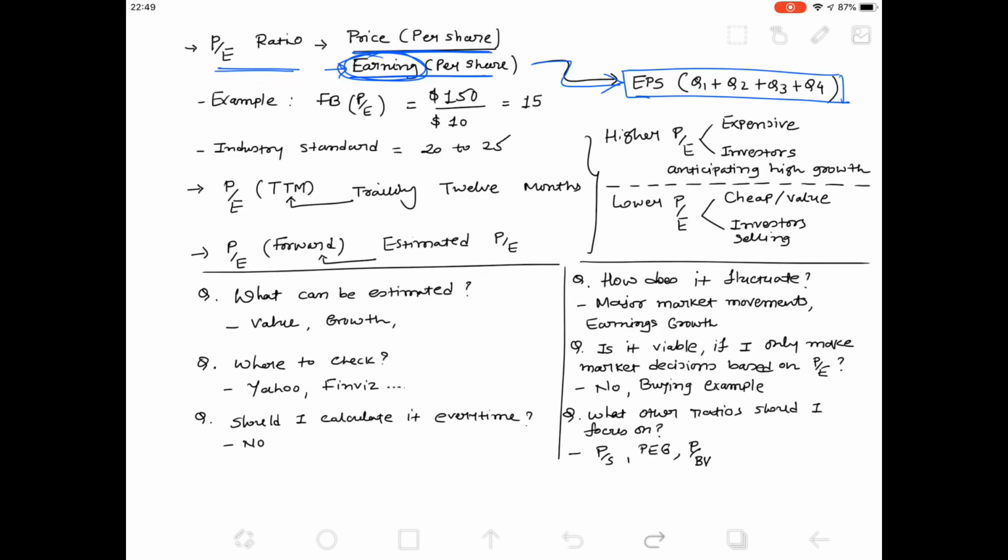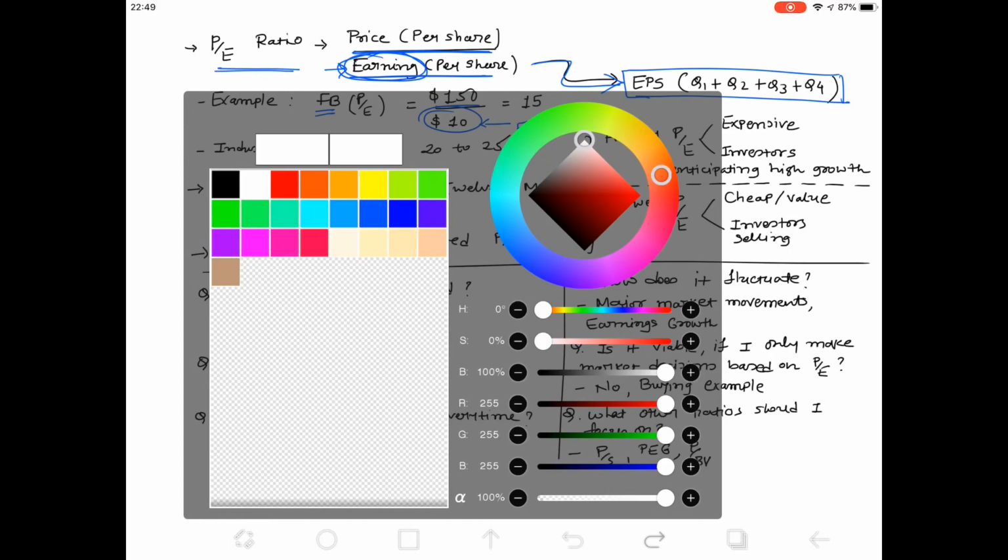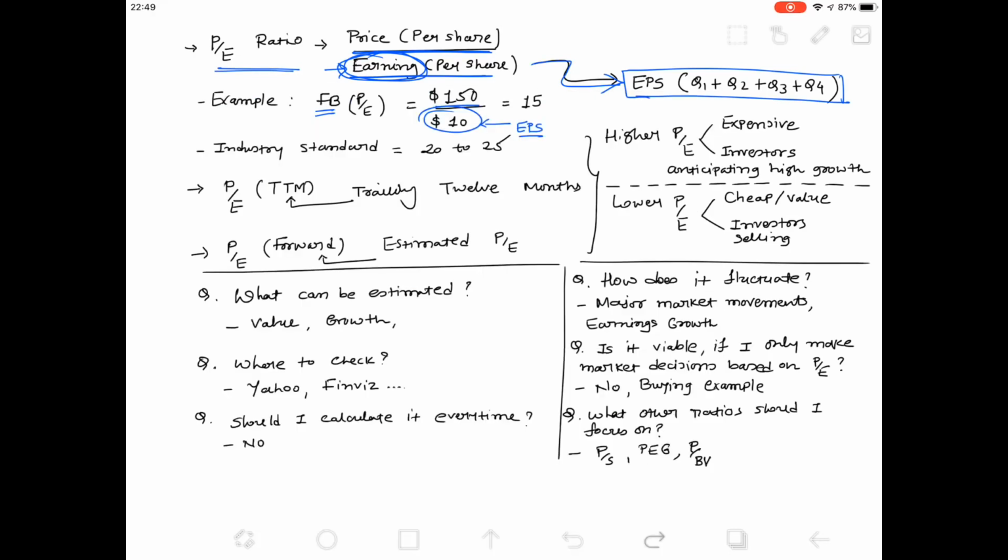Let's take an example. First, let's say we want to calculate the PE ratio for the stock Facebook. So for Facebook, let's say the current stock price, for example, here is $150, and the earning per share for the last 4 quarters is $10. Now your PE ratio for Facebook will be 15.